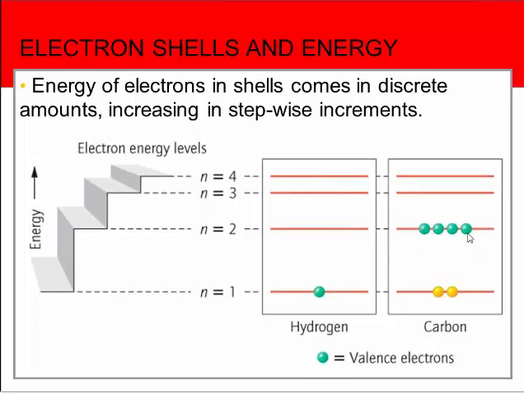We denote the valence electrons, those in the highest level, with the green spheres. So hydrogen, of course, has only 1 electron. It is the valence electron. Carbon has 4 electrons. Those are all the valence electrons for carbon.